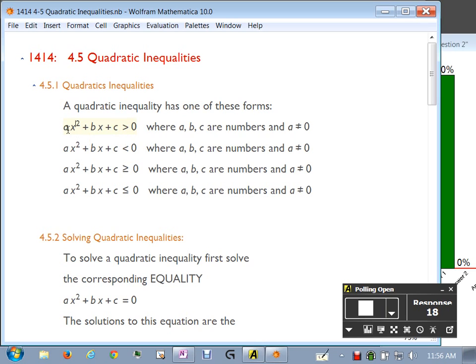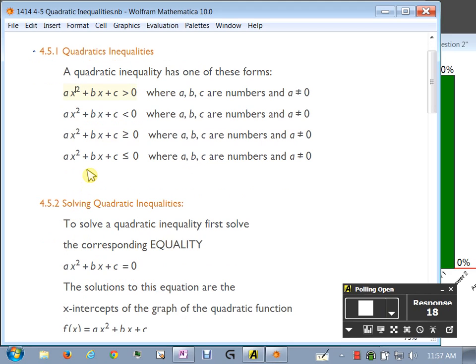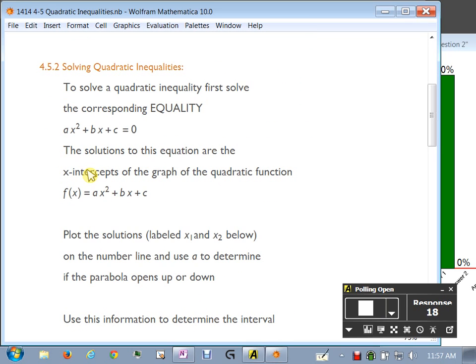We should already be familiar with the left side of this. The question is, how do you solve a quadratic inequality as opposed to a quadratic equation? Quadratic equations, we just use the quadratic formula or factor or whatever. That's if it's equal to 0. But if it's the inequality, we have to be extremely careful. So here are my suggested steps. First thing, to solve a quadratic inequality is to first solve the corresponding equality. So turn it into an equation and figure out what the answers are.